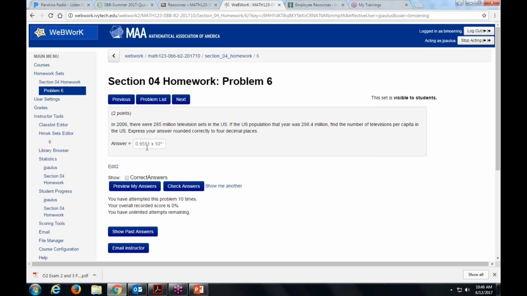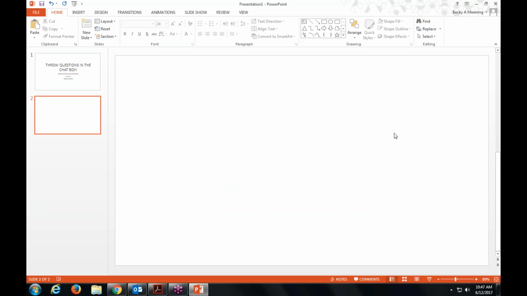Now that I'm looking at it, we have a bunch of television sets and we have a population. Find the number of televisions per capita in the U.S. It says to express your answer to 4 decimal places, so there's no scientific notation in that. It just wants a decimal. So if we have 285 million sets, we're just going to write this one out because we can. How many people did it say? 298.4 million.